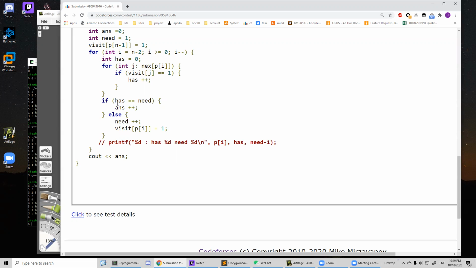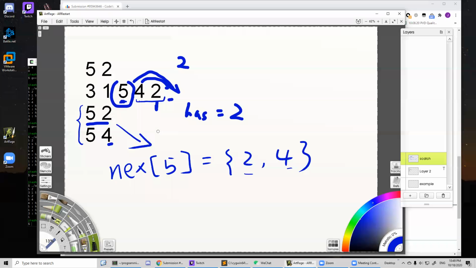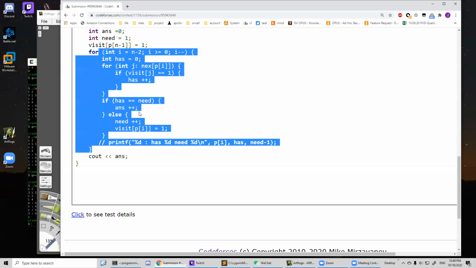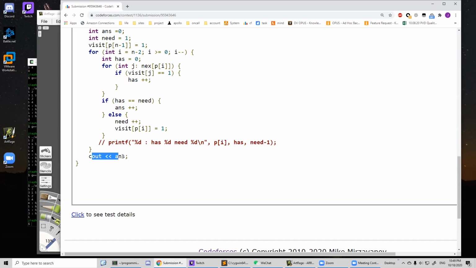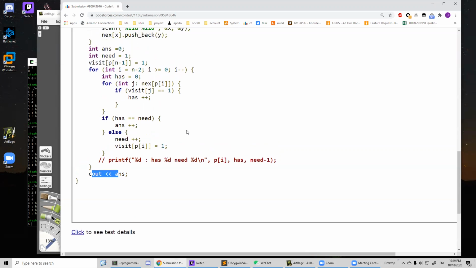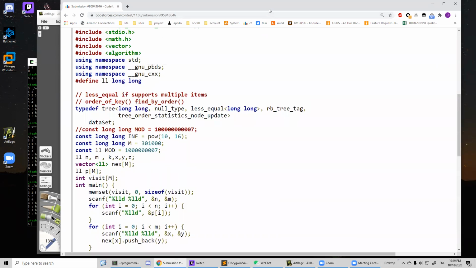And if we cannot, that means we need to increase need by 1, and also set the visit of the current digit to 1, right? After iterating all of those digits, we can just output the final answer. So I guess that's it. Thank you for watching.